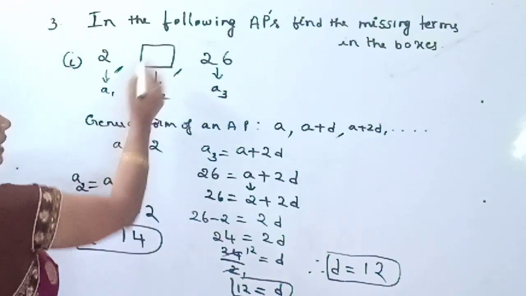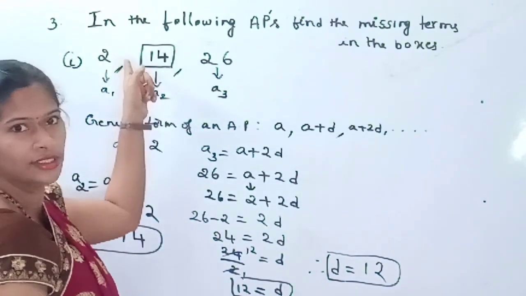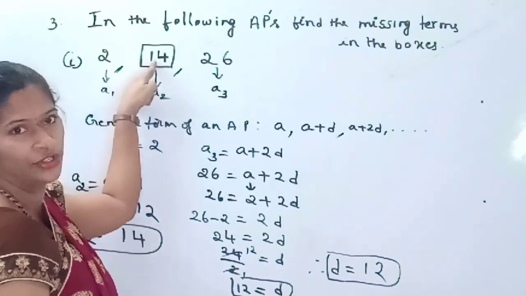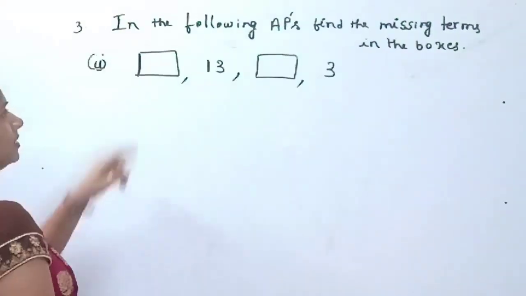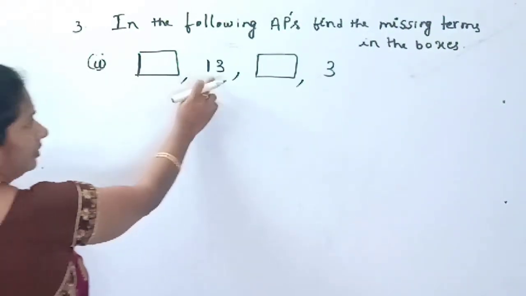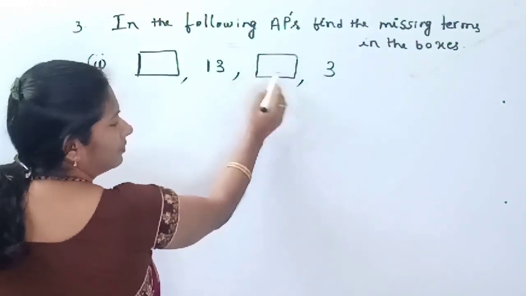So this 14 value you have to put in this box. You have to write it in this box. Is it clear? So what is the second term, children? It is 14. See the second question. Missing terms in the box. The second term is 13.